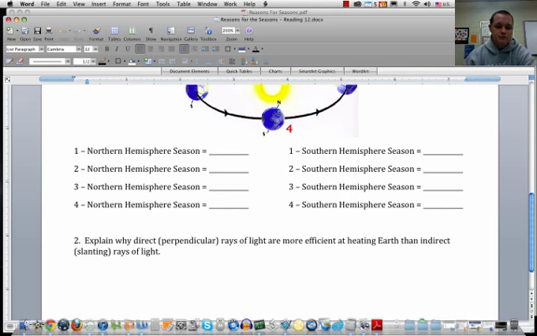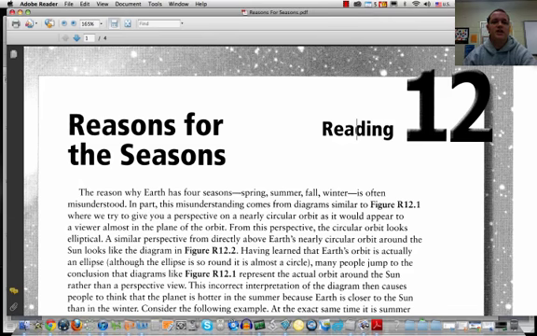The last part is question number 2: explain why direct, aka perpendicular, lines of light are more efficient at heating than indirect, which would be the slanted lines as they come in and hit Earth. Those are your two questions. The actual reading piece is right here, Reasons for Seasons, reading 12.